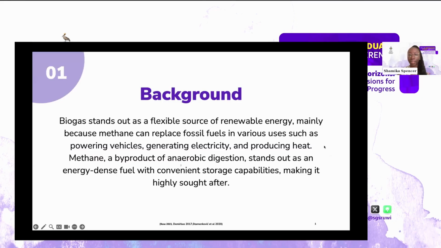For a little bit of the background, biogas is a very flexible source of renewable energy. This is mainly because methane can replace fossil fuels in different uses, such as generating electricity, powering vehicles, and also producing heat. We know that fossil fuels emit harmful gases into the atmosphere, which currently contribute to global warming events. Methane is a byproduct of anaerobic digestion, and it is a very energy-dense fuel with efficient storage capacities, and it's becoming very popular and highly sought after.